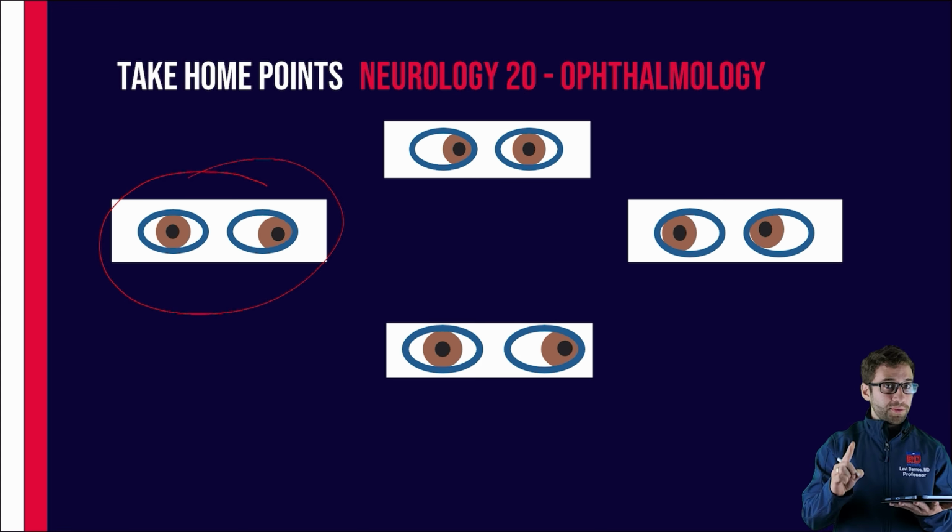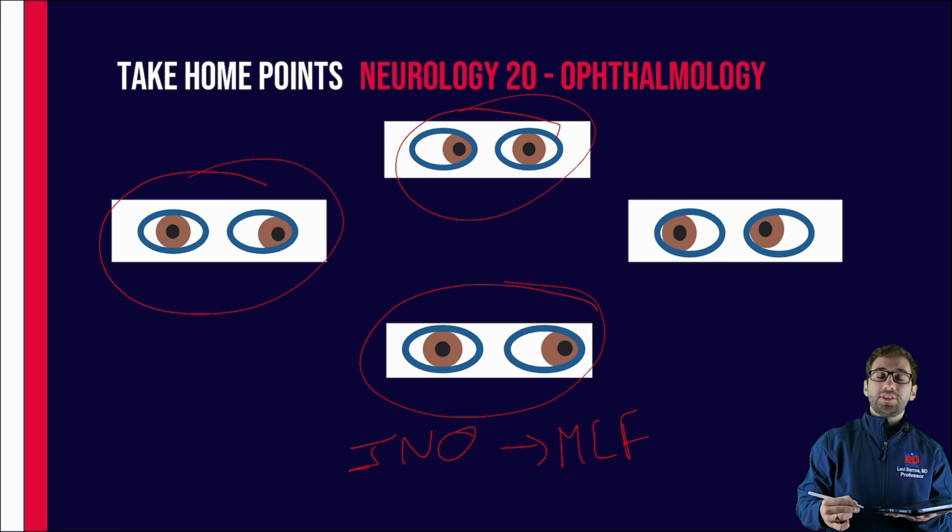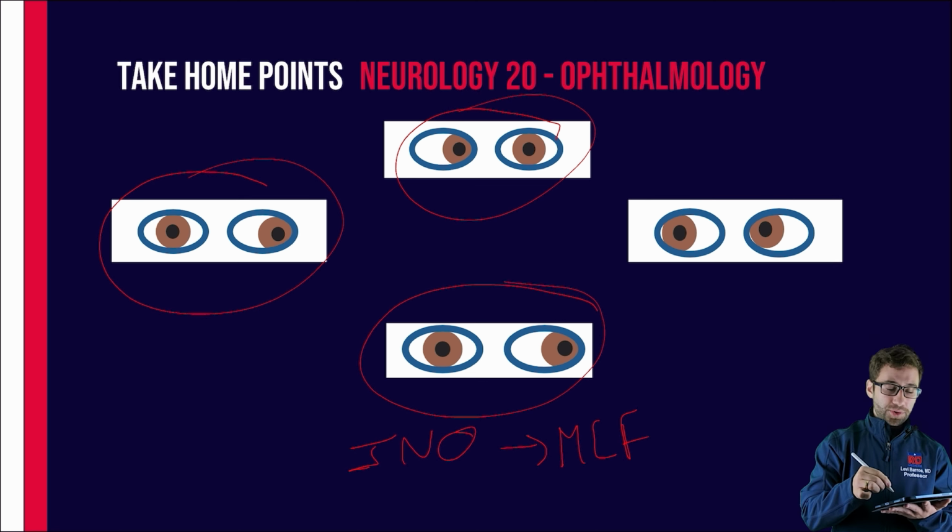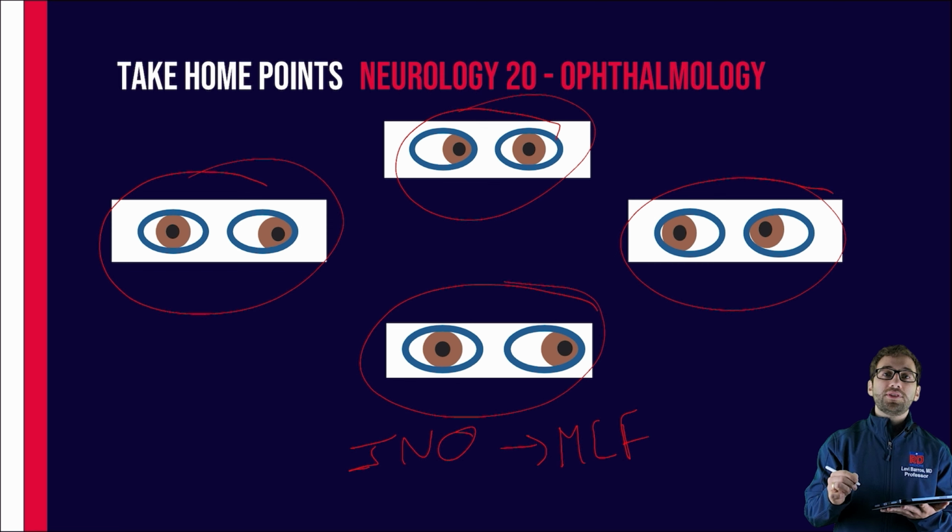Internuclear ophthalmoplegia is characterized by failure of one eye to adduct in response to contralateral eye abduction, often seen in multiple sclerosis. This is due to damage to the medial longitudinal fasciculus. Okay? Abducens nerve palsy causes inability to abduct the eye, and trochlear nerve palsy results in up and in eyes due to superior oblique muscle dysfunction.